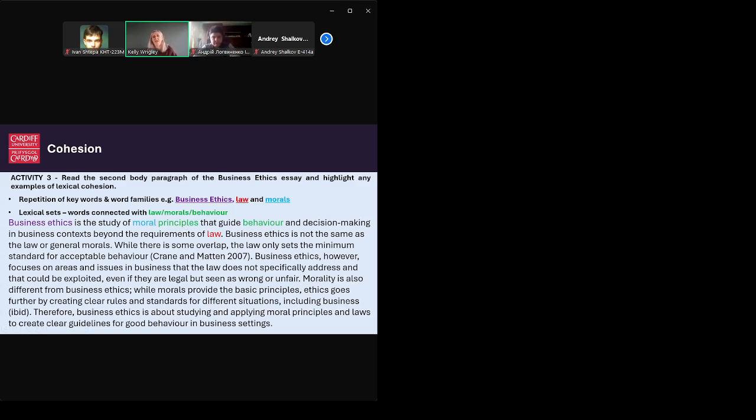Some of these are connected to just business ethics, some to law and some to morals. And others are connected to all 3. So things like principles, behavior. These are all related to this idea of law and morals and business.